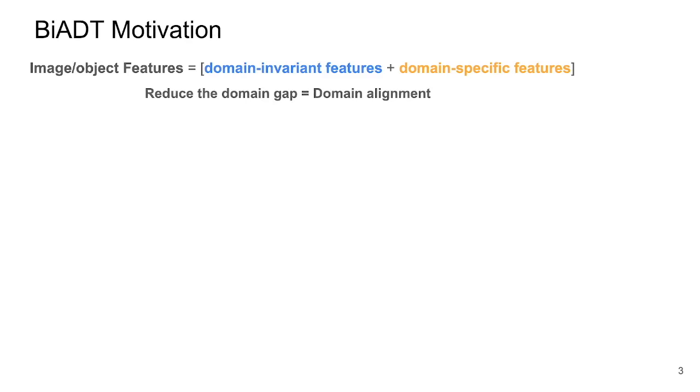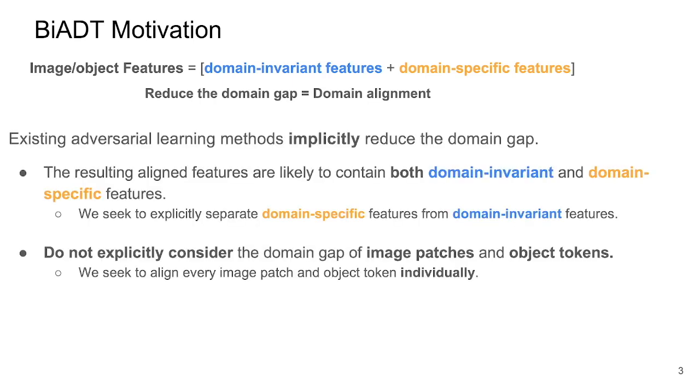Following the previous adversarial learning methods, we think the image and object features are composed of domain-invariant features and domain-specific features. The goal is to reduce the domain gap between two domains, and this is also called domain alignment. We found existing transformer-based methods implicitly reduce the domain gap. The resulting aligned features are likely to contain both domain-invariant and domain-specific features. We seek to explicitly separate domain-specific features from domain-invariant features.